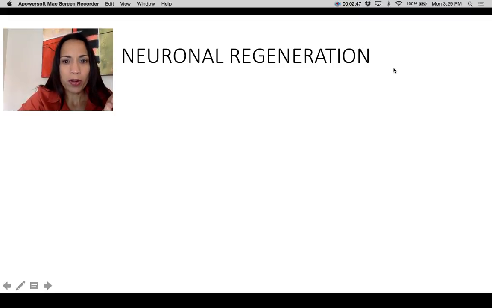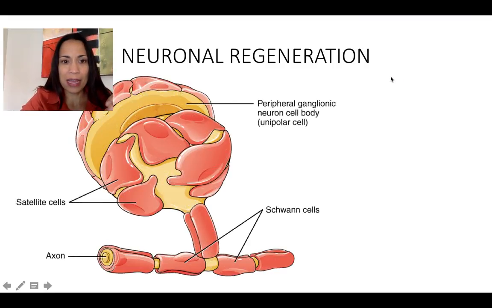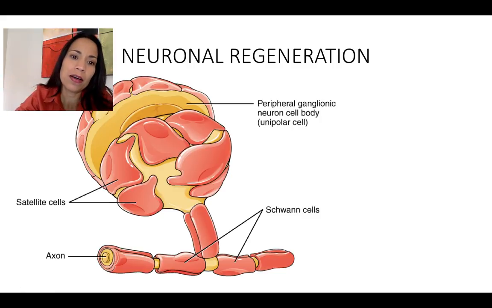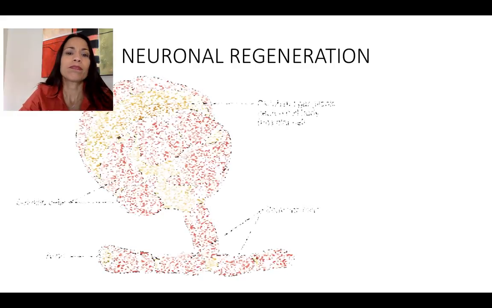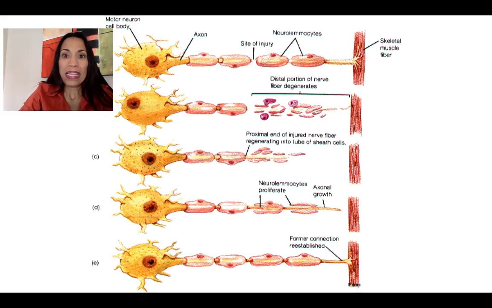So remember one of the types of neuroglia, do you remember? In the peripheral nervous system are the Schwann cells. We have the satellite cells here protecting, hugging the body of the neuron, and then we have the Schwann cells rolling around the axon to form the myelin sheath. Remember that, right? Now, what happens?